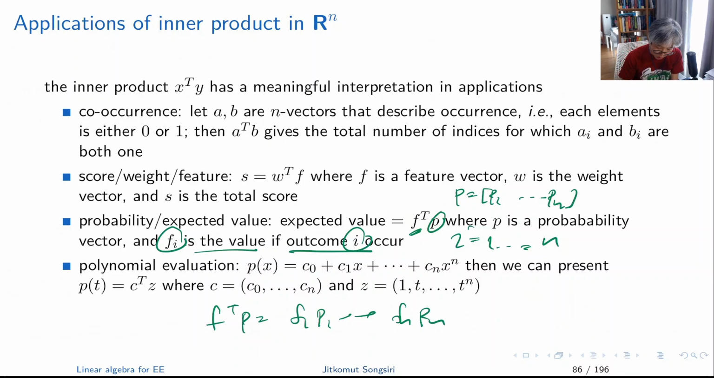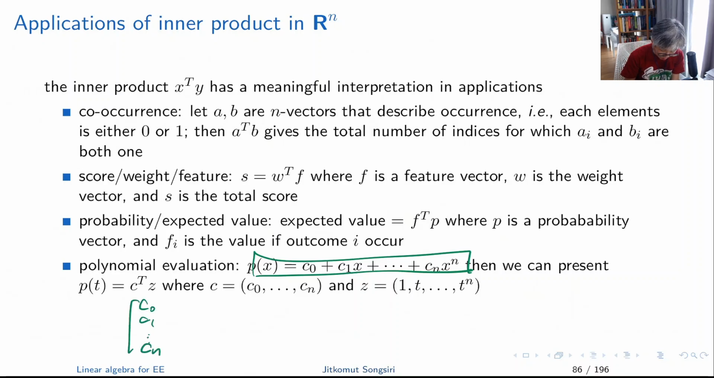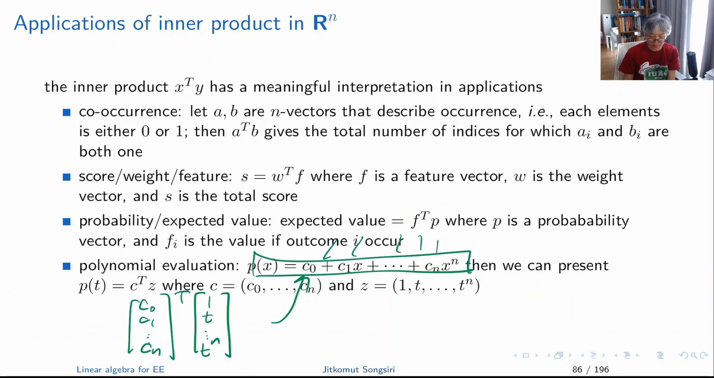You can also use inner product when you want to represent polynomial evaluation. Suppose your polynomial function of degree n is expressed this way. You can write it as c0, c1, dot dot dot, cn: you put the coefficient of each term into a single vector. And if you transpose it and multiply with the vector 1, t, dot dot dot, t to the n, that is exactly the polynomial evaluation at t.